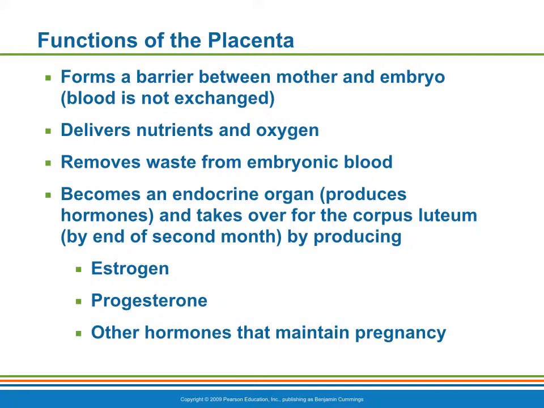The corpus luteum can only produce a set of hormones for a certain period of time. Once those hormones are not being produced, then of course the egg has not been fertilized, and so you're not going to produce a baby. But if a baby is there, the corpus luteum cannot continue to provide the hormones, so the actual placenta takes over. And this, by the 2nd month, starts producing estrogen and progesterone and other hormones that maintain that pregnancy.